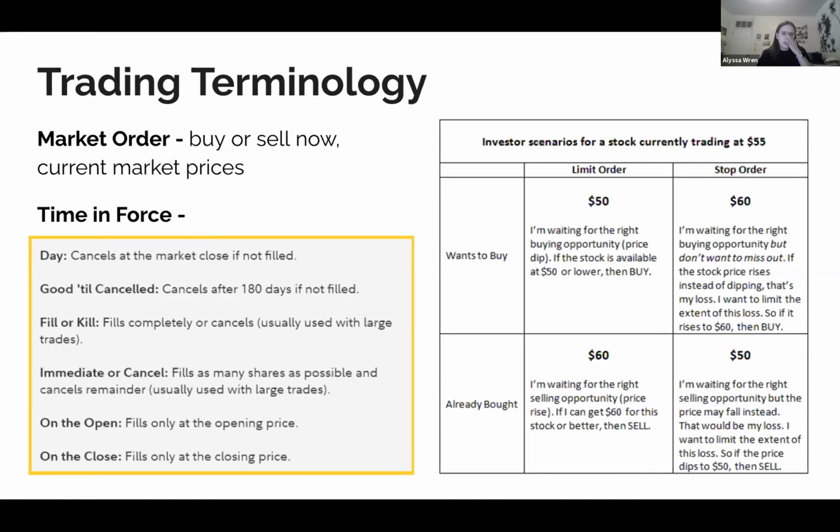And then time enforced, this basically refers to how long the order would be outstanding if your broker can't fill it immediately. So the most common one you're going to see is day, which is canceled at market close if it wasn't able to be filled. But there are other ones like good till canceled, 180 days. There's a bunch of those, but most commonly you're probably just going to be using end of day.